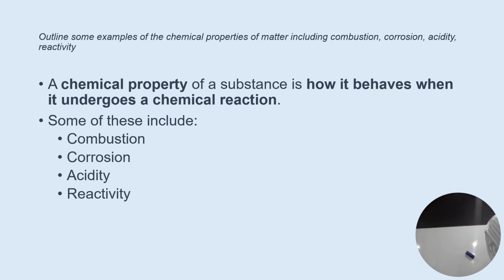Chemical properties are how a chemical substance will behave chemically, how it reacts. So is it combustible? Does it burst into flames? Will it react with fire? How does it corrode? Does it react with oxygen readily, like iron and steel and rust, for example? Acidity. Is it acidic or basic? Is it neutral? And reactivity in a general sense.